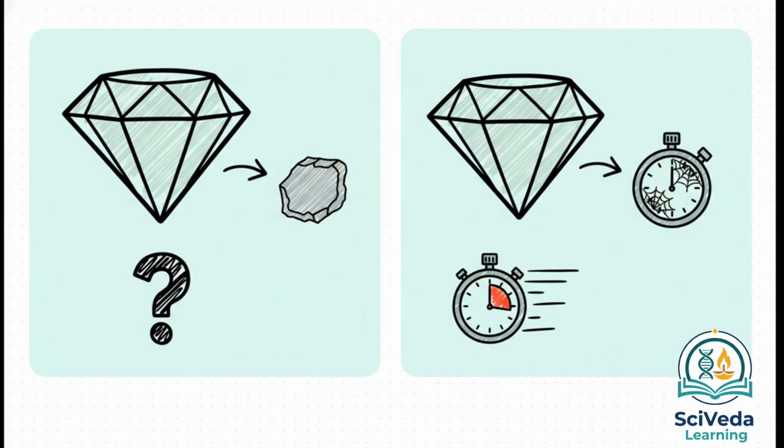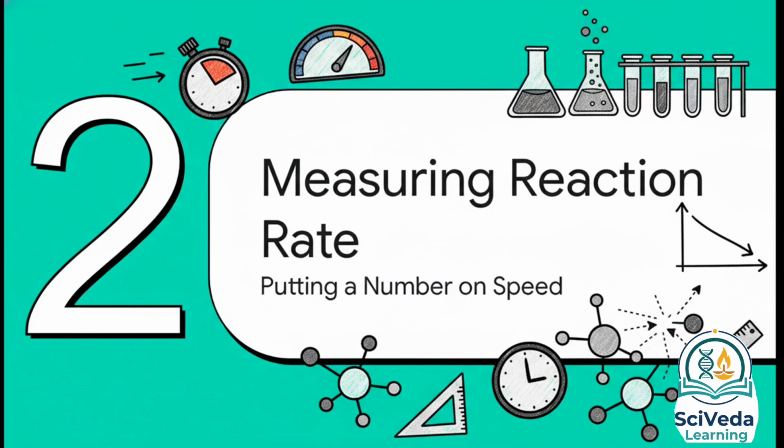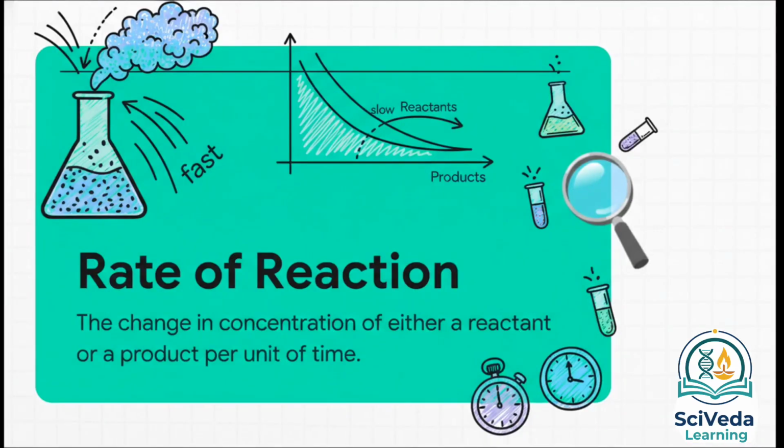You see, thermodynamics tells you a reaction can happen, but kinetics tells you that it might take millions and millions of years. And that's the huge difference. Feasibility versus actual speed. So if kinetics is all about speed, how do we actually put a number on it? How do we measure the rate of a reaction? Well, it's a pretty intuitive idea, actually.